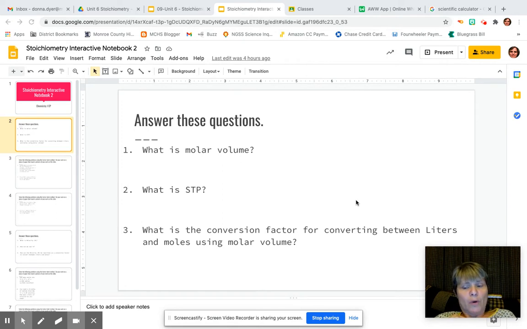Again, what is important is not really what type of particle we're talking about, but that conversion factor, that 1 mole of any of those particles, of any of those types of matter, would be 6.02 times 10 to the 23rd particles of that matter.